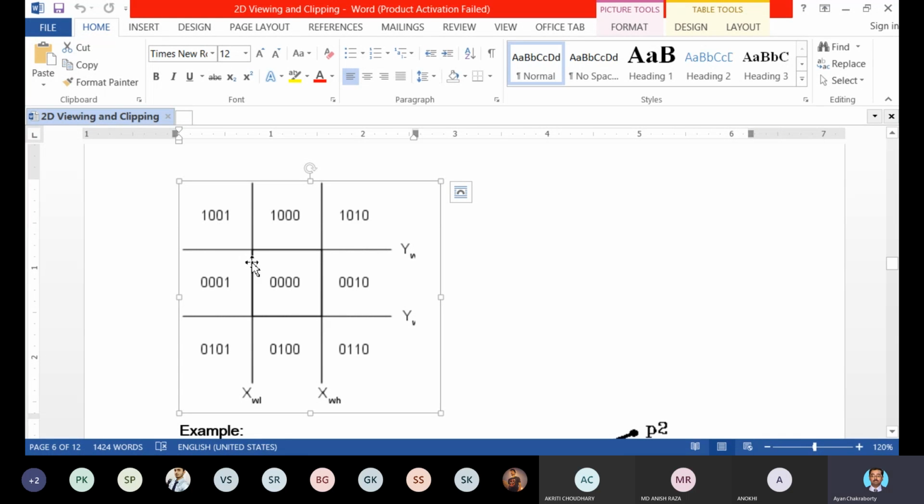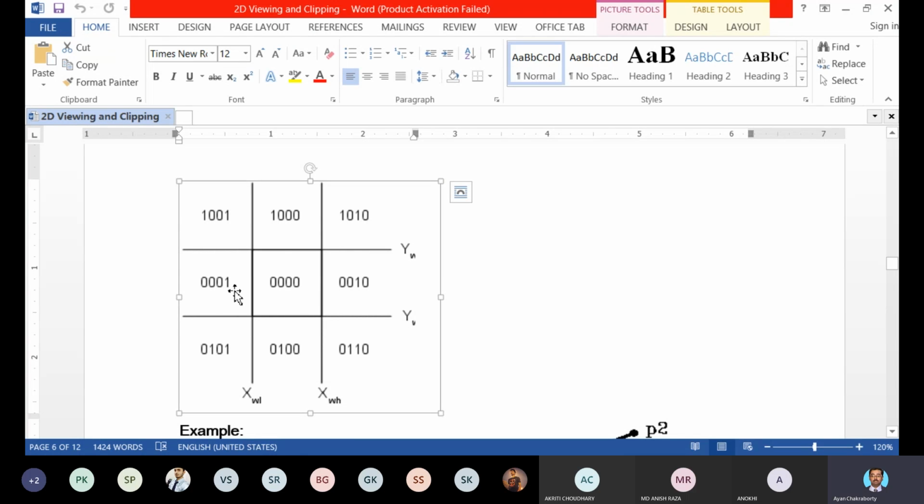So what are these regions? This all 0000 is called the central region, or the middle region, or the center region, whatever you can say. 1000 is the north region. 0100 is the south region. 0010 is the east region. And 0001 is the west region.